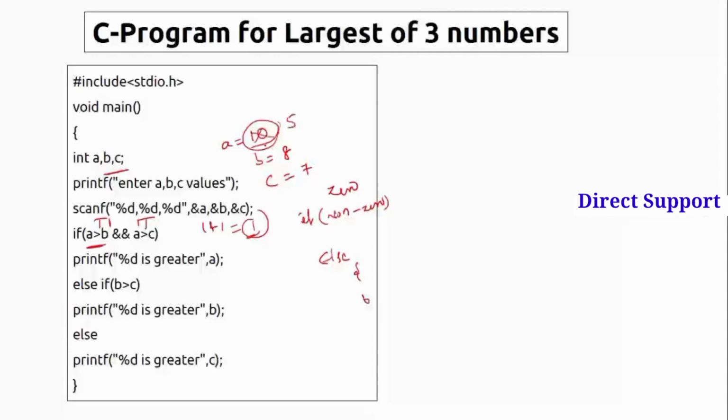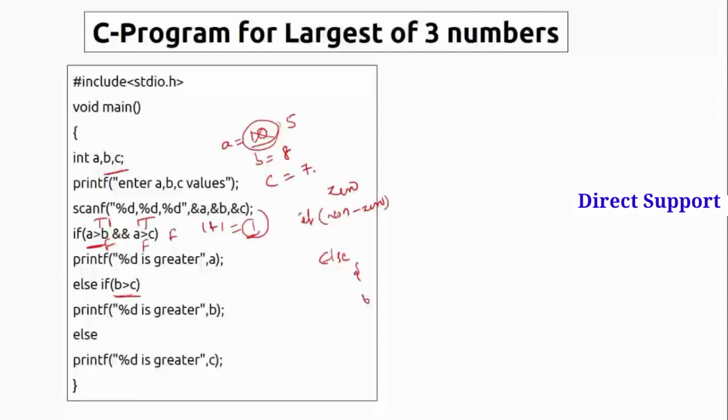Anyway, let us take another value. Here I'll take 5. So 5 is greater than 8. Is it true? False, right? And 5 is greater than 7, again false, right? False and false, the resultant will be false, which is 0 and 0, which is 0. So the if of 0 is false, so it will come to the else part.